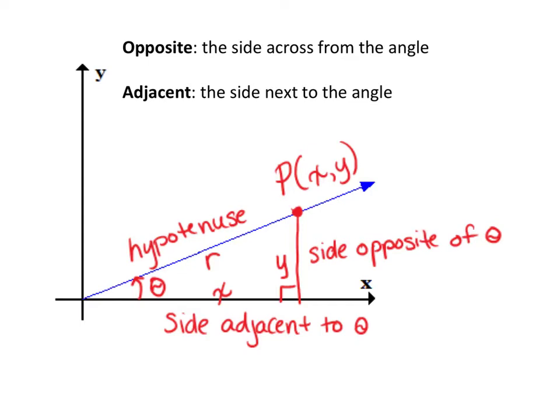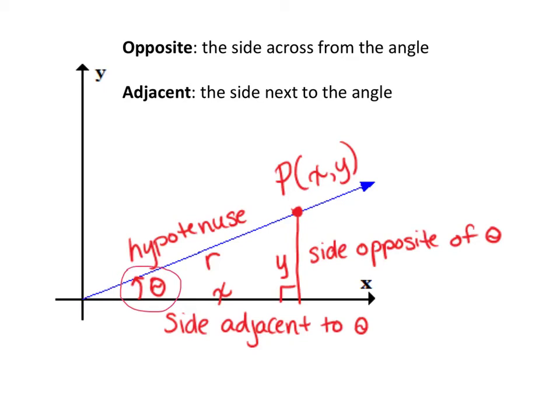So the x-axis is the initial side. This hypotenuse, or this ray, is the terminal side. Because we have created a right triangle, this longest side is the hypotenuse. The other terms we need to be familiar with are opposite and adjacent. Anytime we refer to opposite and adjacent, it is with reference to our angle theta.